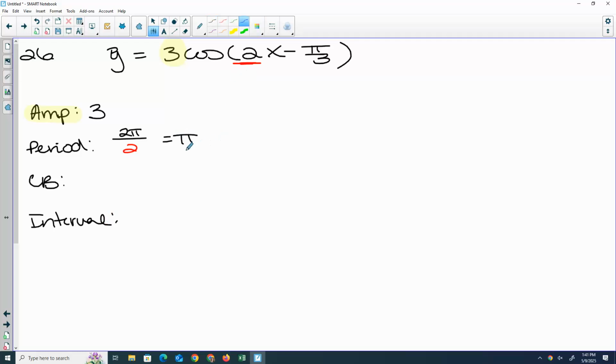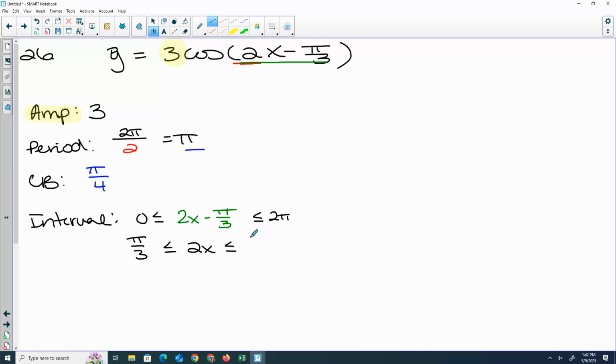Count by takes the period that we just found and divides it by 4 for the 4 quadrants. So we're counting by pi over 4. The interval: everything except tangent and cotangent just gets set up between 0 and 2 pi, and you put your angle in the middle: 2x minus pi over 3. Okay, so for this interval we have to solve for x. If we add pi over 3 to everything, pi over 3 is less than or equal to 2x, which is less than or equal to 7 pi over 3. Divide everything by 2, or multiply by a half, and we get pi over 6 less than or equal to x less than or equal to 7 pi over 6.